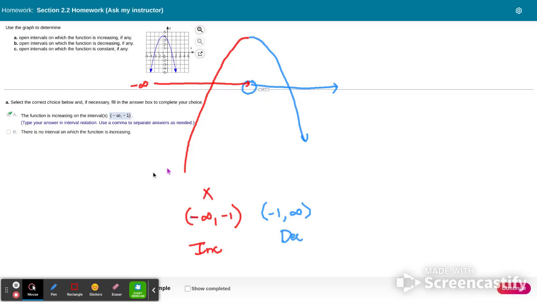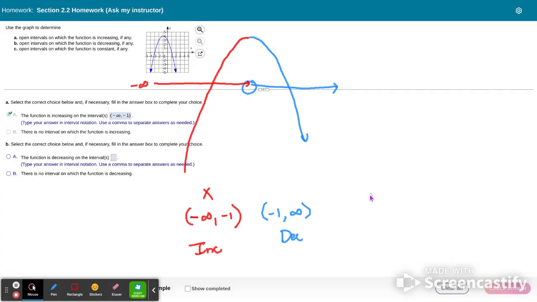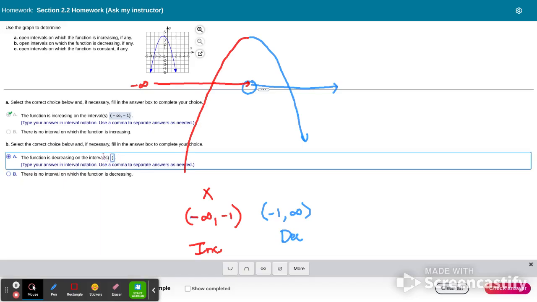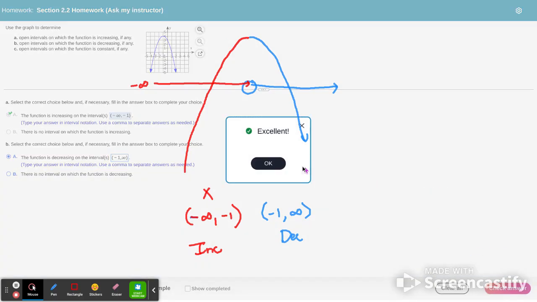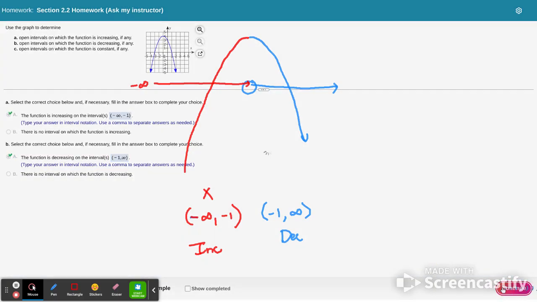All right, so intervals of increase, that's all they're asking. Now we're going to ask for the intervals of decrease, and so we just plug in the same thing. Open interval, -1, comma, positive infinity, close parenthesis, come over here and check. Awesome.